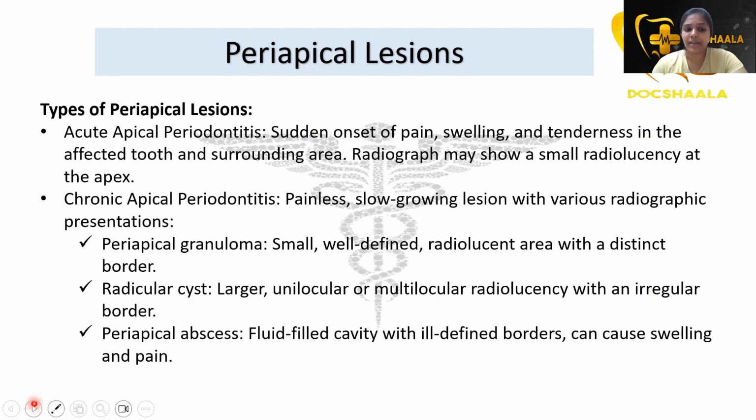Coming to the types of periapical lesions that we have: acute apical periodontitis and chronic apical periodontitis. The acute apical periodontitis will have sudden onset of pain, swelling, and tenderness in the affected tooth. The radiograph will show a small radiolucency at the apex. Then chronic, which is painless and slowly grows. Okay, it is of three types: periapical granuloma, radicular cyst, periapical abscess. The granuloma will be a small, well-defined radiolucent area with a distinct border.